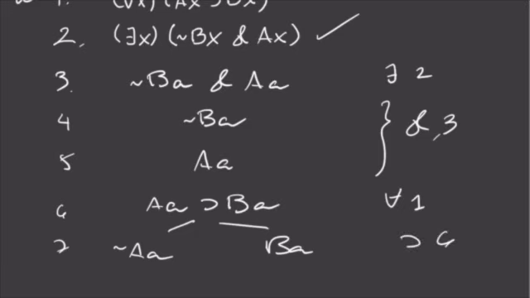And what do I get? Well, in the leftmost branch, you have AA, and then you have not AA. And then on the rightmost branch, you have not BA, and you have BA. So that means that all the paths close. That means that this set of sentences is inconsistent.